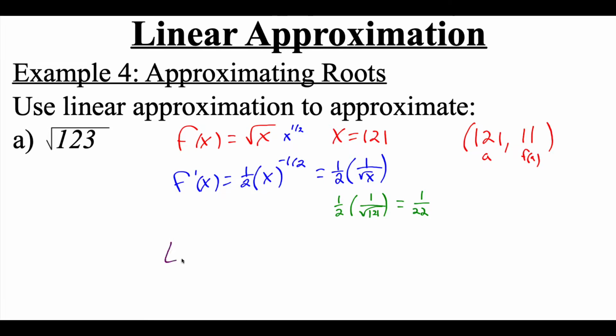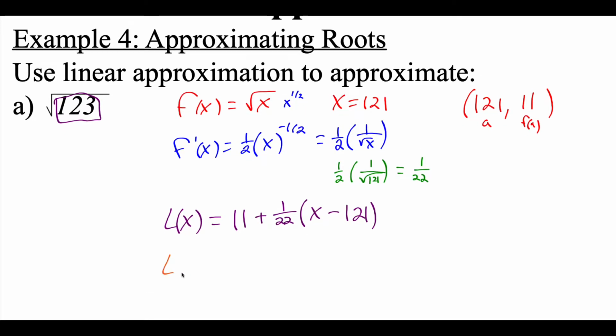So our linearization function is L of x equals f of a, so 11, plus the slope that we just got, 1 over 22, times x minus the a value of 121. Now we want to approximate the square root of 123, so we're going to use an x value of 123. So then our linearization at 123 is 11 plus 1 over 22 times 123 minus 121. If we type all of that into our calculator, we'd get 11.09, and that 0.09 keeps repeating.